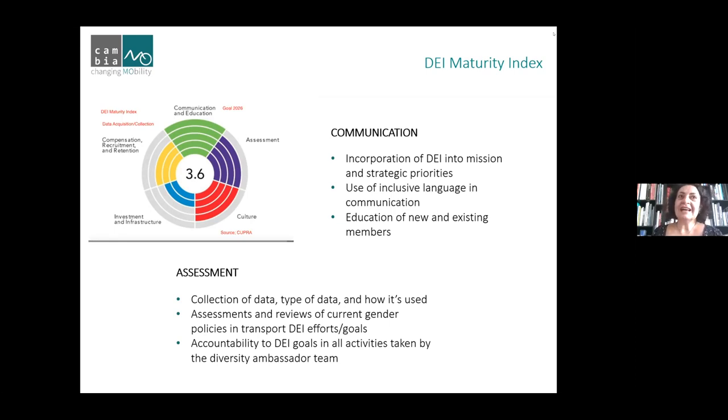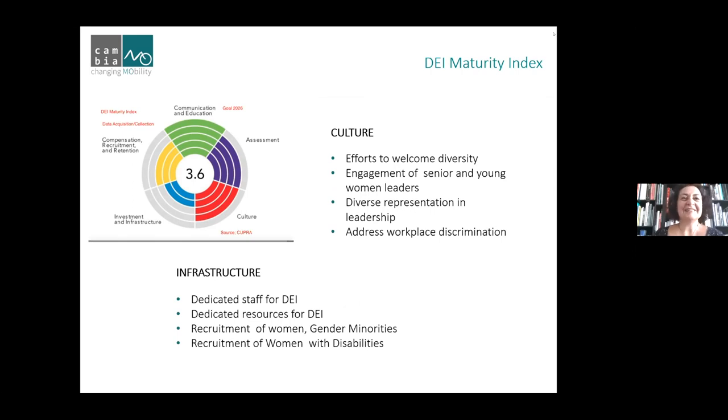And for the assessment, we need to collect new types of data, like taking into account mobility for caring, for example, gender issues and so on. Assessment and review of the current gender policies in transport is important to see where we are with respect to this DEI maturity index, and the accountability to DEI goals in all activities taken by the diversity. We need to have like a diversity ambassador team in some way. This is more an activist way to present, but this is really a science as well. And it's based on what we analyzed in the data.